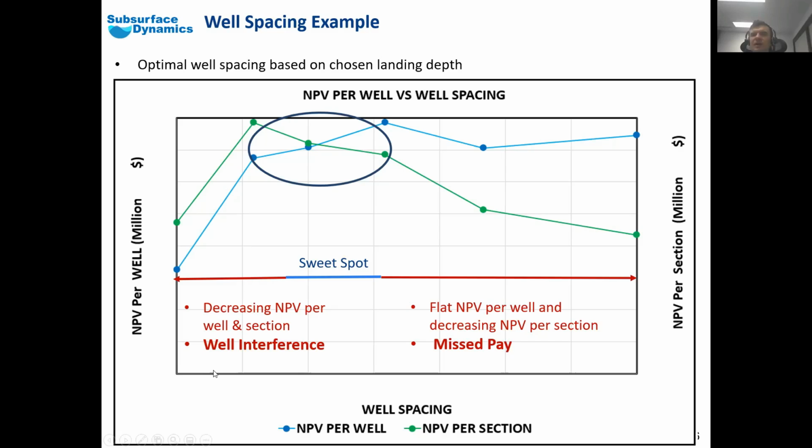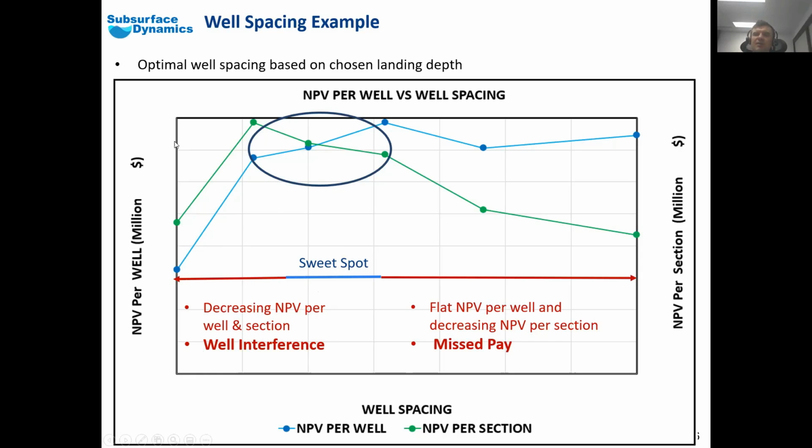In this particular graph, on the x-axis we have different well spacing going from smaller to larger, and on the y-axis we have NPV per well. You can see that if we go with a tighter well spacing, both NPVs drop quite significantly. Then at a certain point, they cross over, which will be the sweet spot in our case.